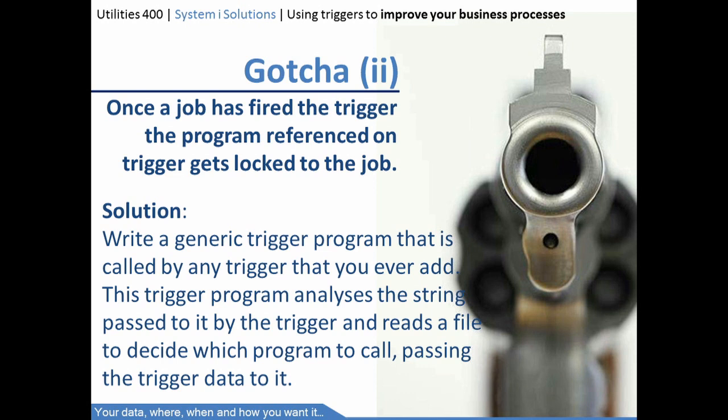It will actually fail and say, I can't get a lock on this program. The operators will not let you move it without getting everybody off that's actually used that trigger. So how do you get around that? Well, our solution is you write a generic trigger program. You have one program that is always called by any trigger that will ever run anywhere on your system.